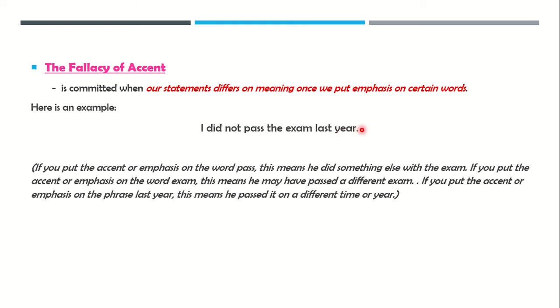So, therefore, there are many interpretations that can be made by just changing the accent or emphasis on each of the words. Like the last one, last year is where we put our accent or emphasis. I did not pass the exam last year. That means he did not pass the exam because he took it last year. Okay, so those are the examples of each of the different categories of fallacies.